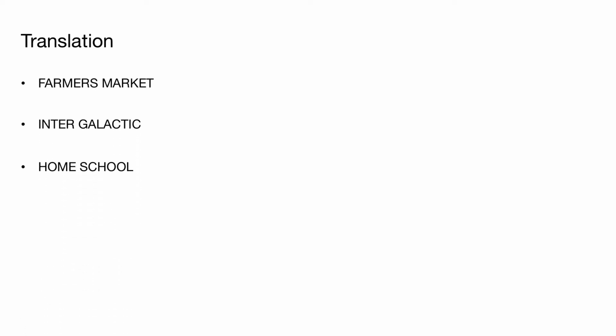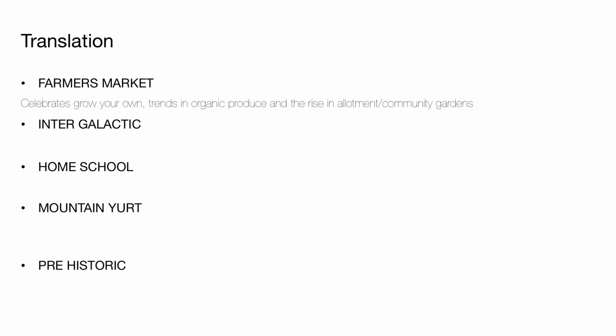All this information I have translated into various different trend stories: Farmers Market, Intergalactic, Homeschool, Mountain Yurt, and finally Prehistoric. Farmers Market celebrates grow your own trends in organic produce and the rise in allotment community gardens. Intergalactic takes inspiration from recent space discoveries and the huge focus on the British astronaut Tim Peake.